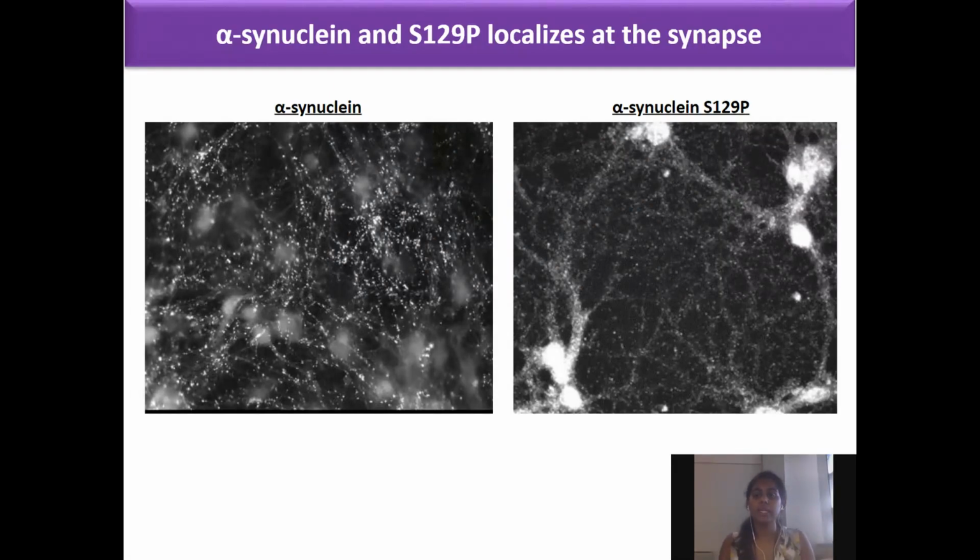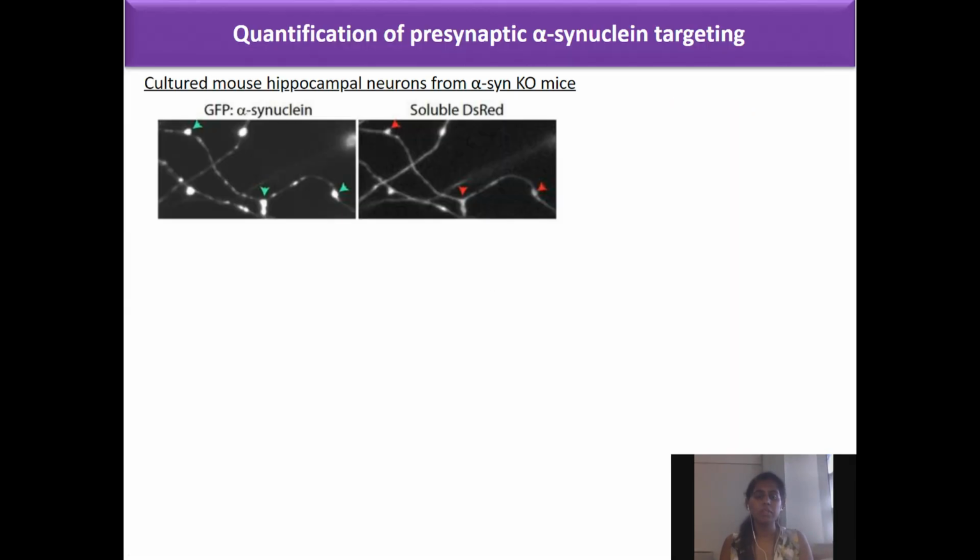So to assay presynaptic targeting, we did the following assay. We co-transfected GFP-tagged alpha-synuclein and soluble DsRed in cultured mouse hippocampal neurons, and we chose alpha-synuclein knockout mice to prevent any confounding factors. Then we looked at fluorescence.